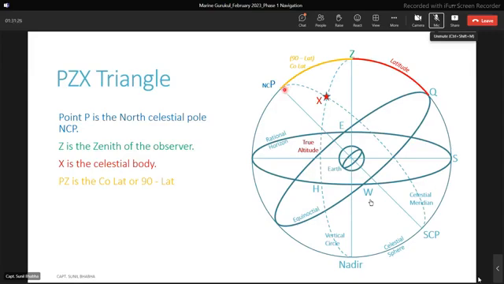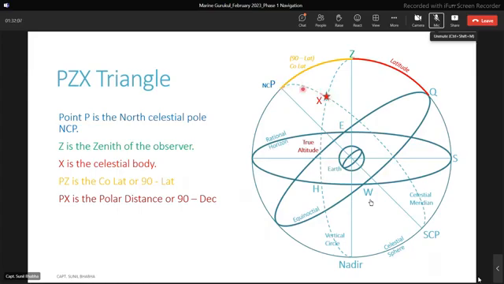Now let's move to the other parts of this triangle. Now we move on to the PX side of this particular triangle, P to X. This PX side, P to X, is known as polar distance. You see, X represents the celestial body and P represents the north celestial pole. So this arc basically tells us how far away from the pole the celestial body is. So this is known as the polar distance.